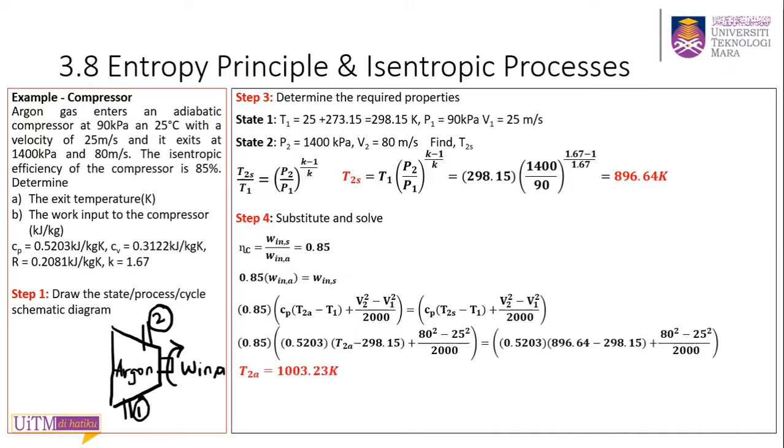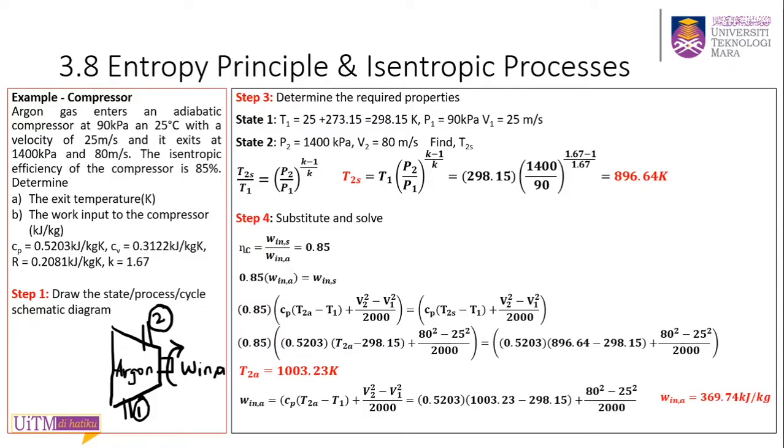Then we substitute the values and we can solve for the actual exit temperature T2A, which we can see here equals 1003.23 Kelvin. And for actual work input to the compressor, we substitute the required values inside the actual equation and we can get the answer for actual work input, which we can see here is 369.74 kilojoules per kg.